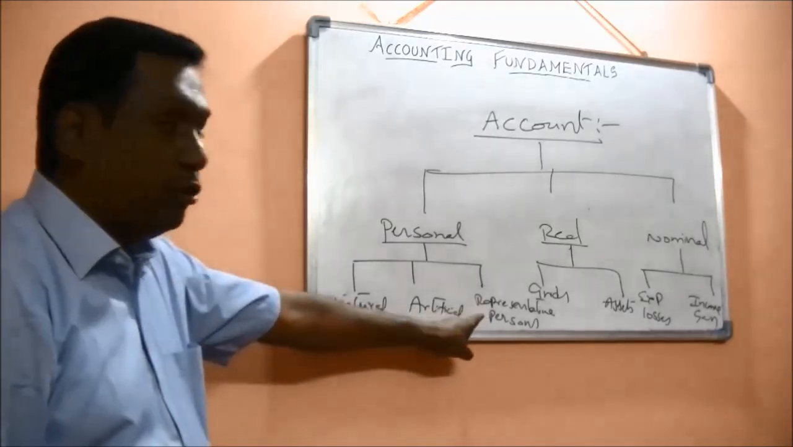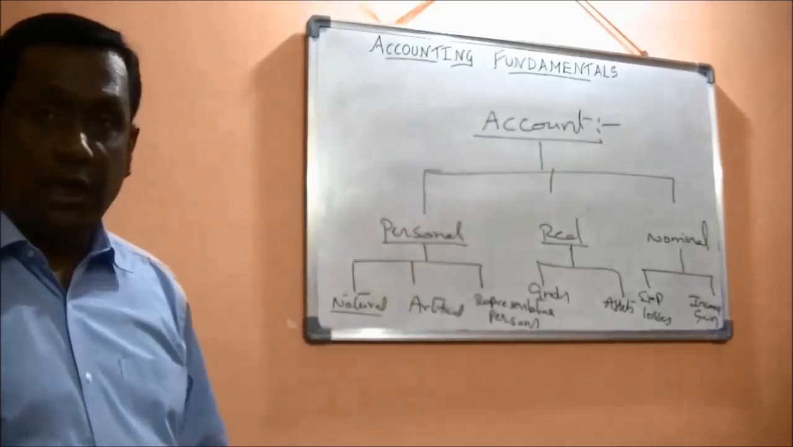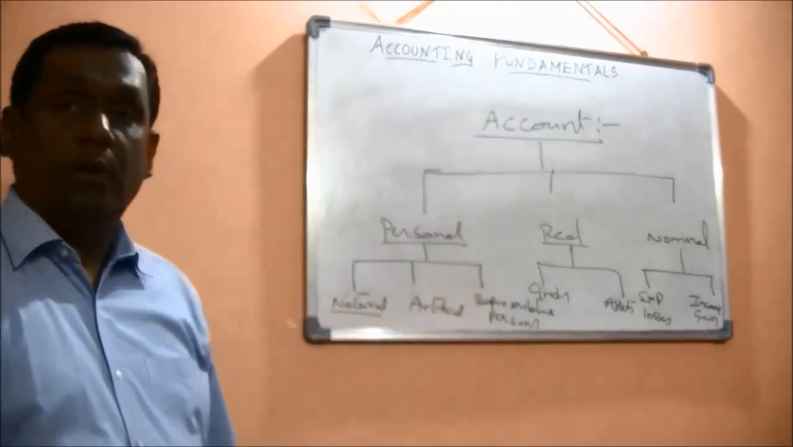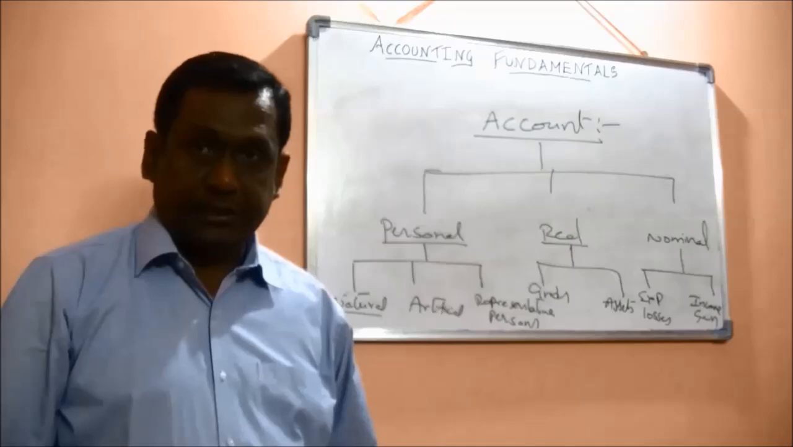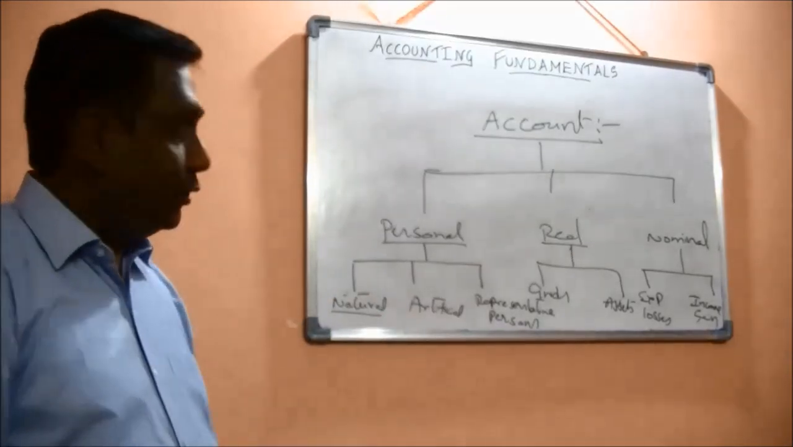I will explain representative person once I explain the golden rules, and then while explaining the journal entry, I can give you an example for representative person. Just give me 2 minutes. Clear now? Up to this?